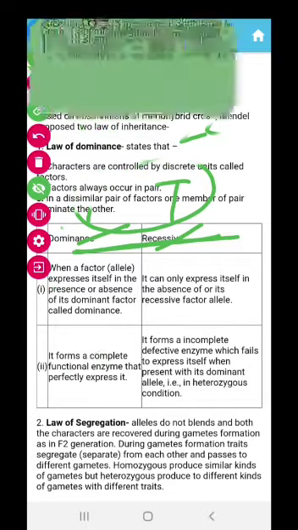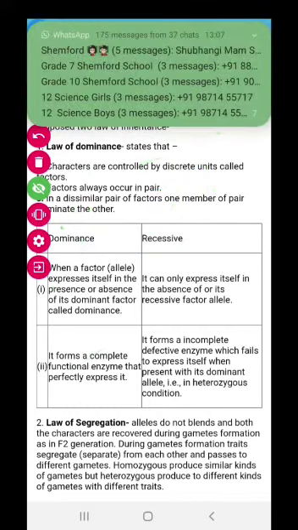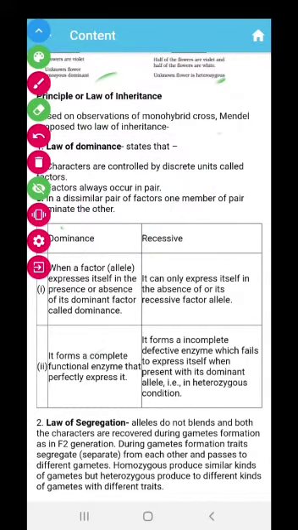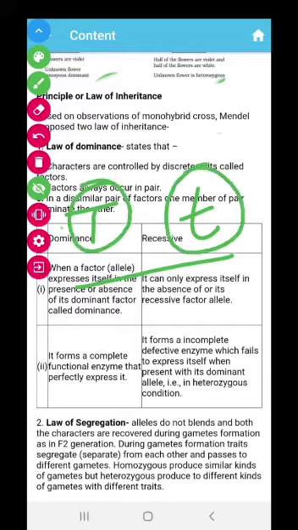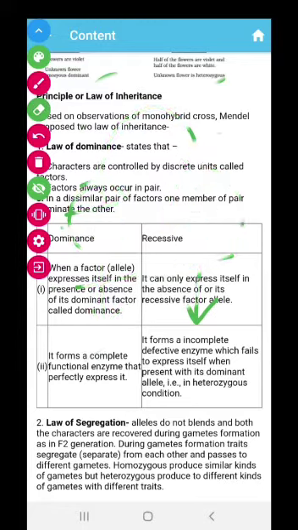Number two, what Mendel told is that in a dissimilar pair, one factor dominates the other. If capital T is found on one 23 chromosome and small t on the other 23 chromosome, then the character of capital T will come and the small t character will be suppressed by capital T. So capital T dominates small t and gives its character in the individual, the child, the progeny.